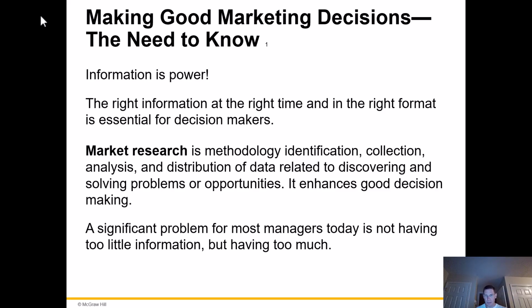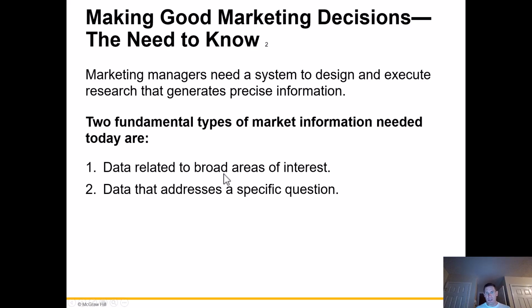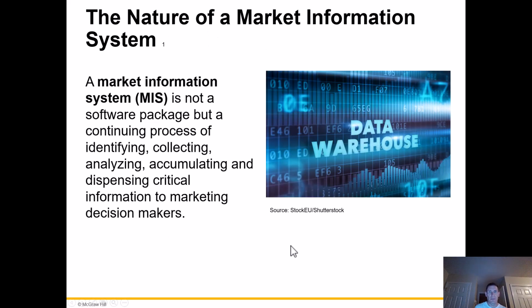Now, a significant problem for most managers today is not having too little information. I think you know what's coming. It's having too much, right? Hence, we have the old saying TMI, too much information. Now, marketing managers need a system to design and execute research that generates precise information. There are two fundamental types of market information needed today: one, data related to broad areas of interest, and two, data that addresses a specific research question.